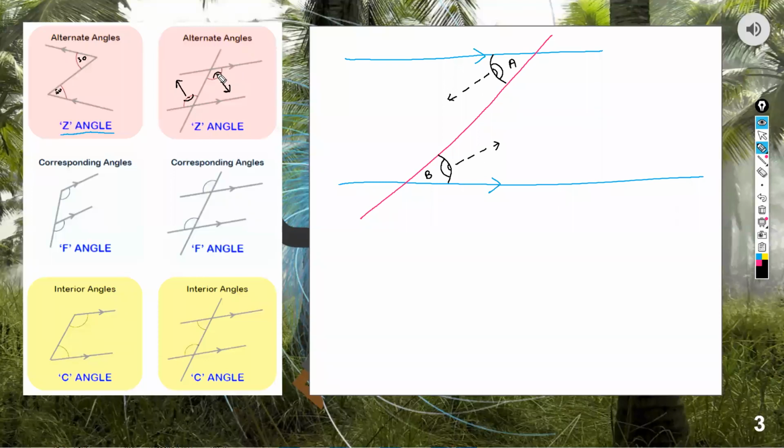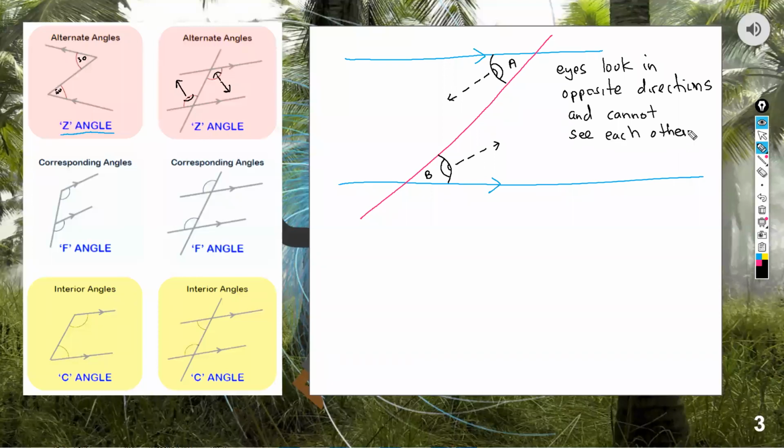If here's 100 degrees, without any calculation, this angle is also 100 degrees. So I'm going to give you a note for alternate angles, right? The eyes look in opposite directions and cannot see each other.